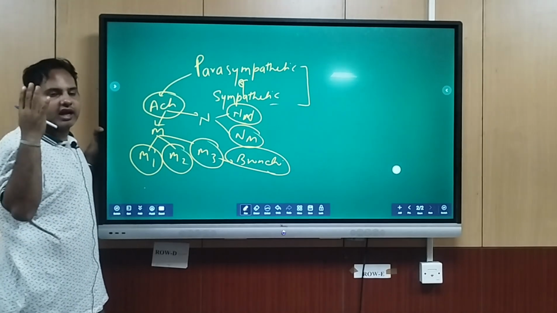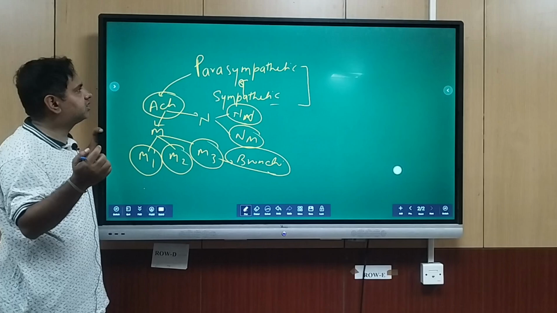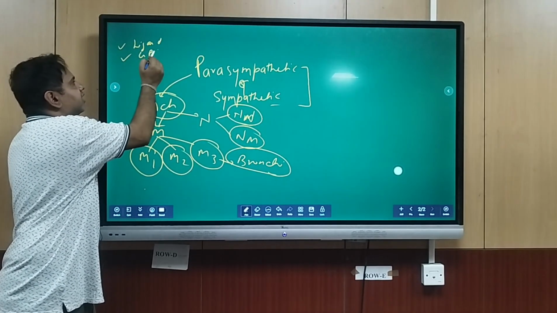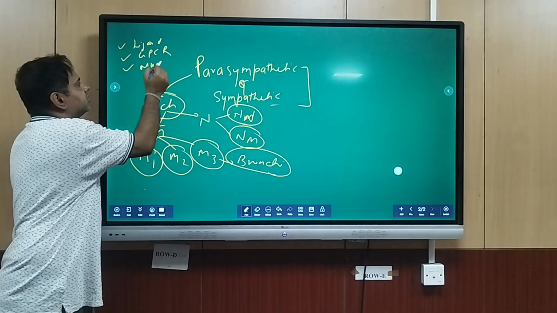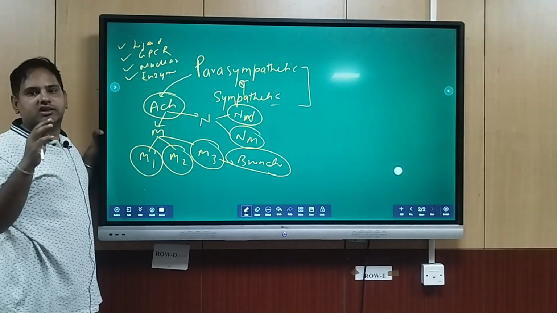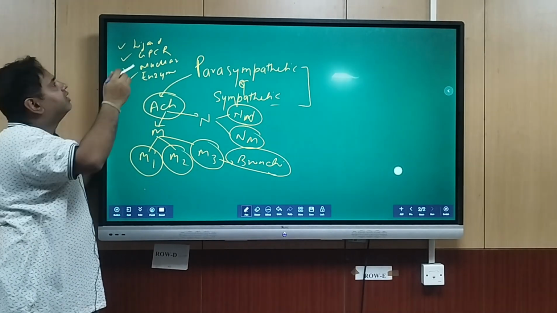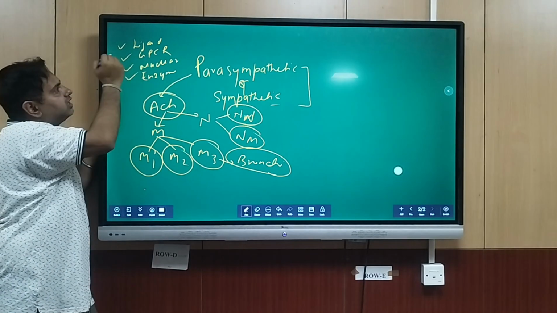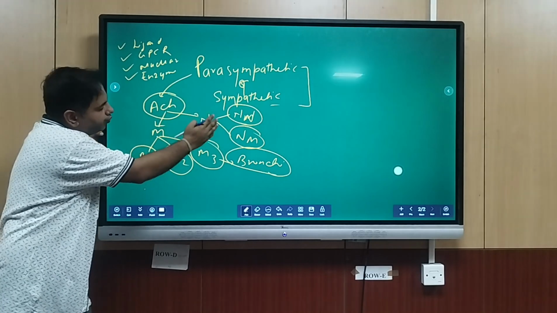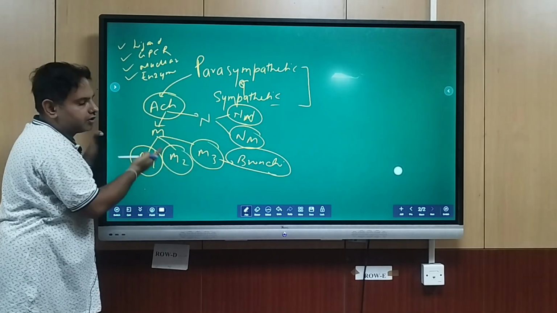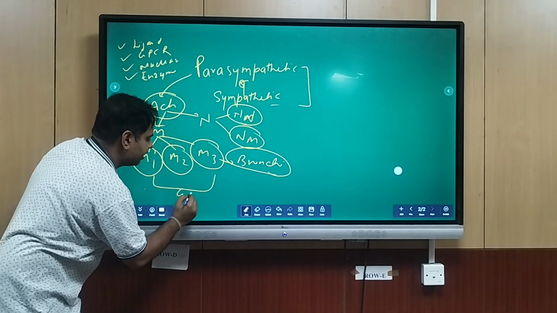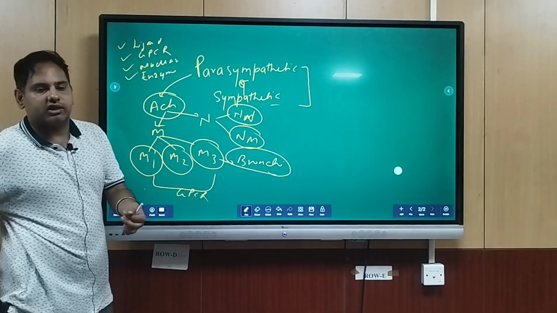So I told you earlier, receptors are of four categories. Receptors can be ligand gated ion channels, GPCR, nuclear receptors, or enzyme kinase linked receptors. So these are the four types of receptors, right? The next thing you have to know is which category these receptors belong to. All muscarinic receptors belong to GPCR, G protein coupled receptors, right?